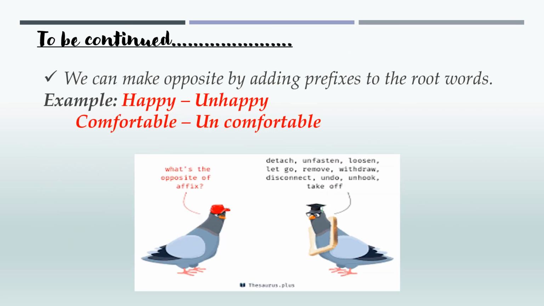Last but not least, the reason is we can make opposites by adding prefixes to root words. You can see the example: happy. If we add the prefix un, it becomes the opposite of happy, and comfortable becomes uncomfortable.